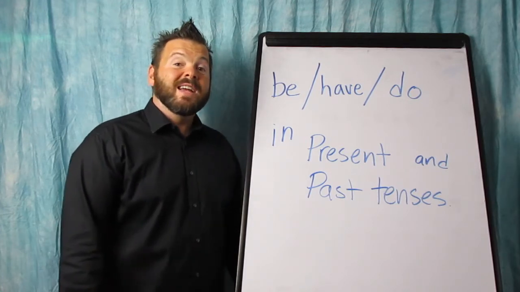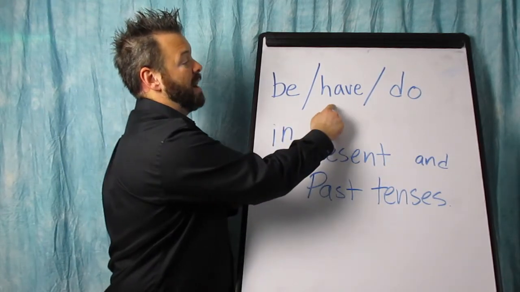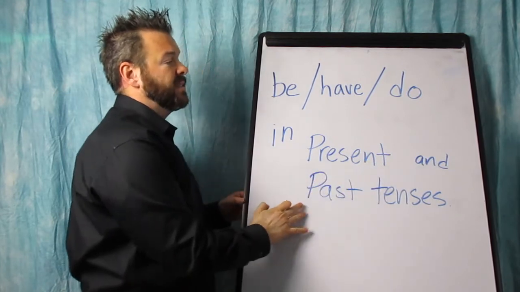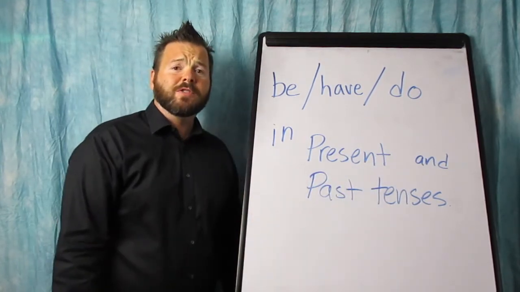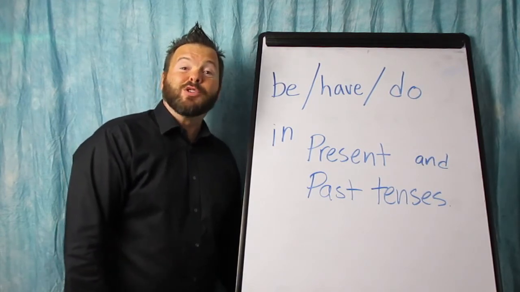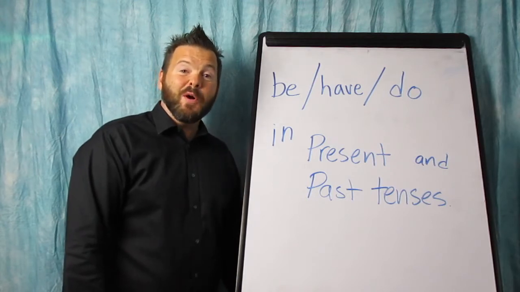In today's lessons, we're going to learn be, have, and do in the present and past tenses. Well, this might be a review for some of you, or this might be brand new. Anyways, find something to write on, find something to write with, and I'll see you in a moment.